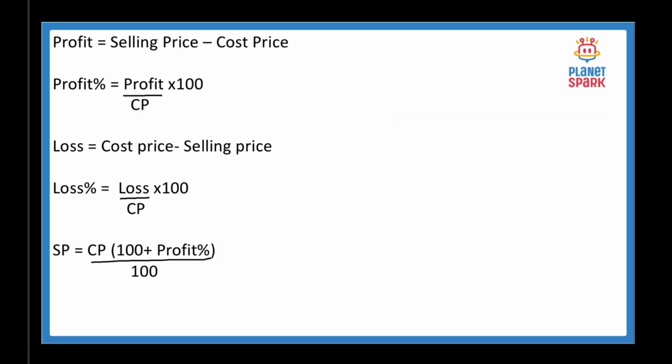Profit is selling price of an article minus cost price of an article. If the selling price of the article is greater than the cost price of the article, then we always have profit. Once we have calculated the profit, the next concept is profit percent. Profit percent is equal to profit divided by CP into 100.